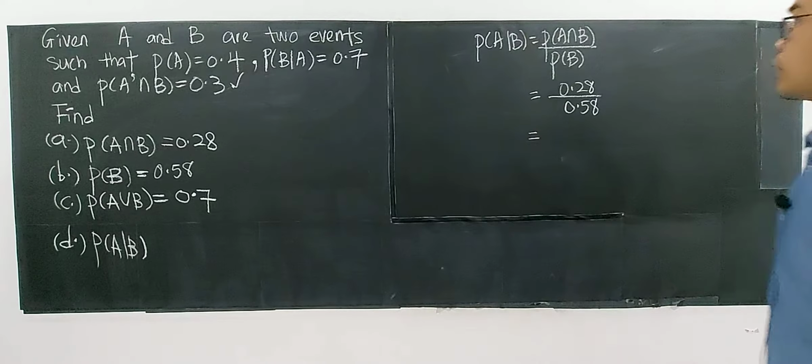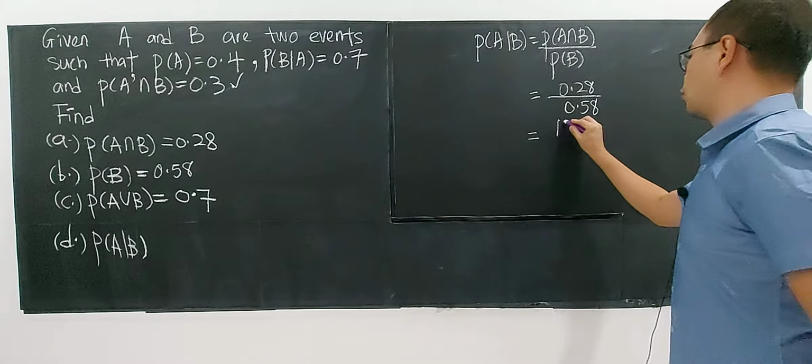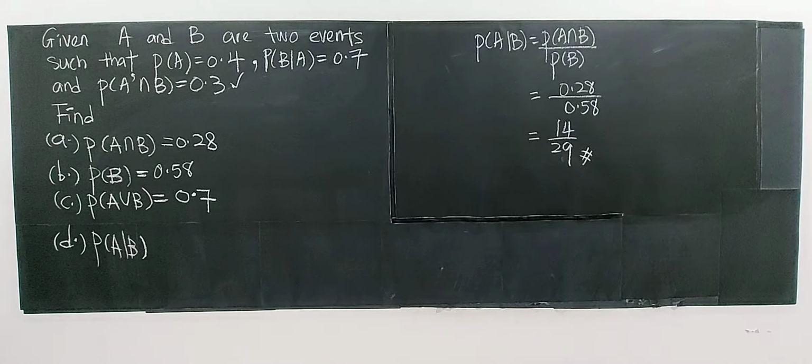So then you can calculate the value, which gives you 14 over 29. It's better to leave it in fraction form for this case. So the probability of A given B is 14 over 29, right? Okay, let's look at the next.